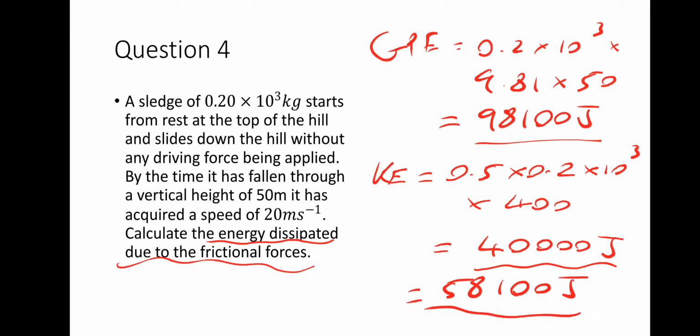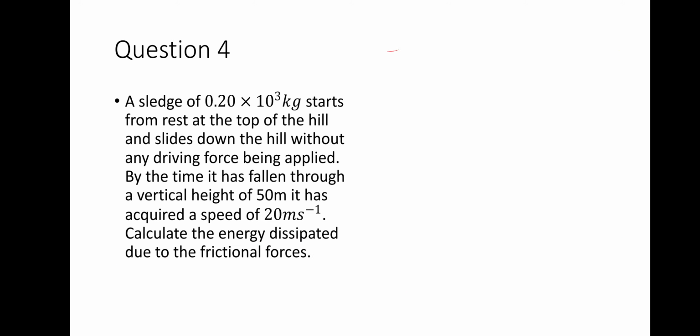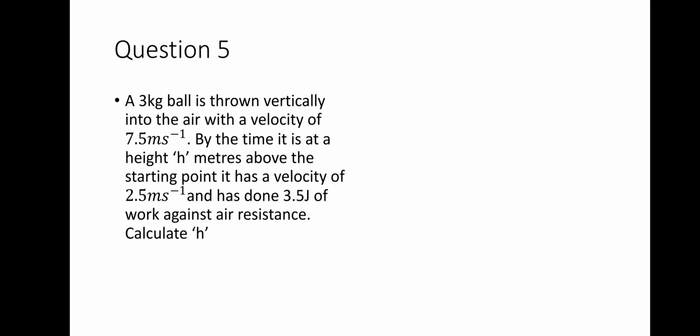Quite straightforward for the others. Let's move on to the last one. I'll let you have a go at this one first. Just pause the video. So question 5, a 3 kilogram ball is thrown vertically into the air with a velocity of 7.5 meters per second. By the time it is at a height h meters above the starting point, it has a velocity of 2.5 meters per second and has done 3.5 joules of work against air resistance. Calculate the height.